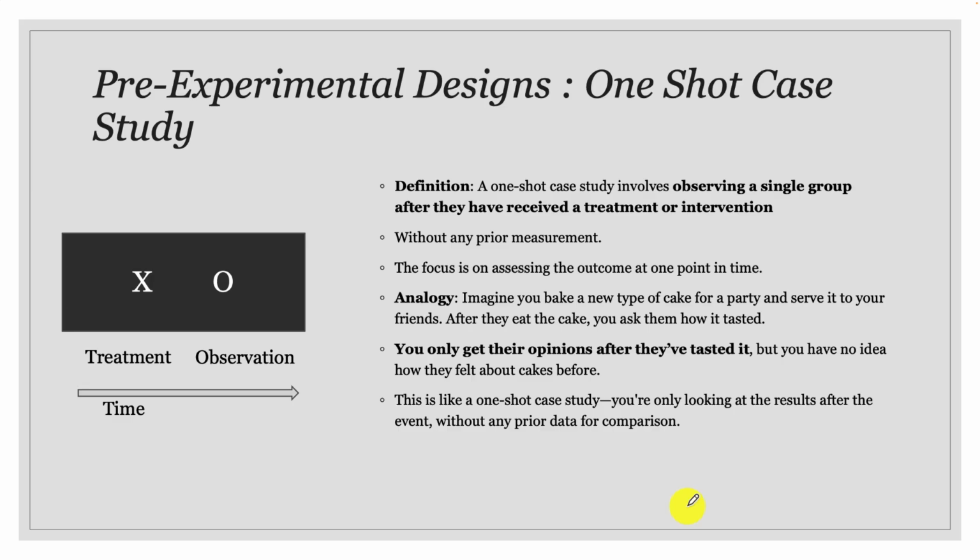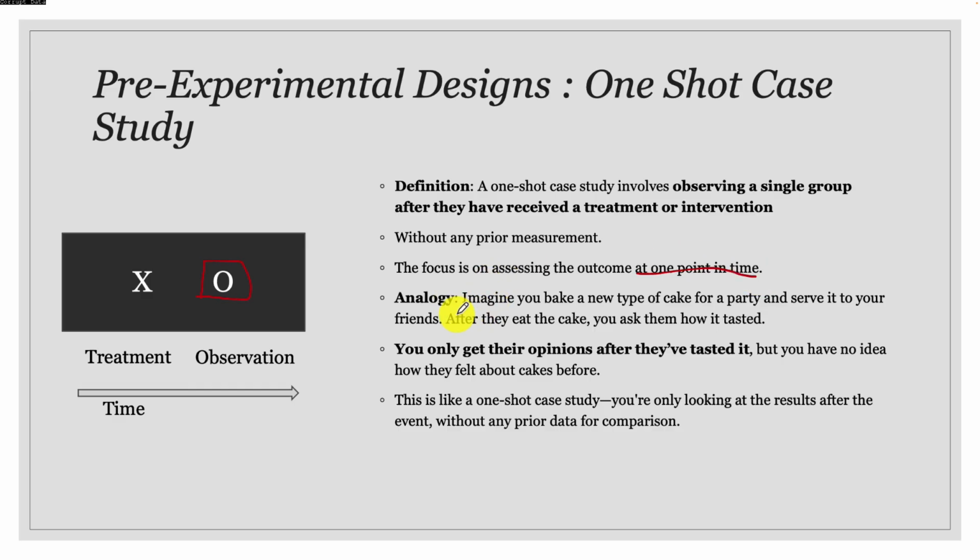So here are some examples, and I already kind of drew this for you, just beating a dead horse here. If we look at the one-shot case study, this one's pretty weak. A one-shot case study involves observing a single group after they received a treatment or intervention. Okay, so this would be time. We have one group, we have a treatment, but we have an observation with no baseline measurements and no other group to compare it to. So the focus is on assessing the outcome at one point in time.